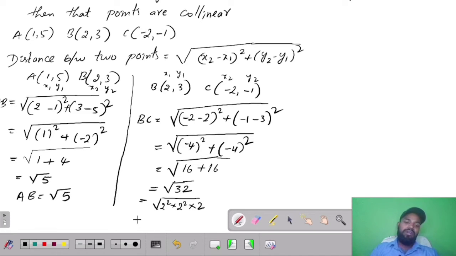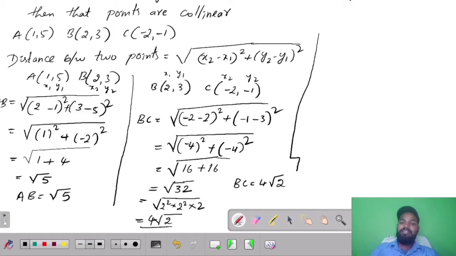Okay, now what will we get here? That is nothing but 4 comes outside and it becomes 2. So what is the answer for BC? The BC value is 4 root 2. Okay, clear. Now we are moving to the next one.